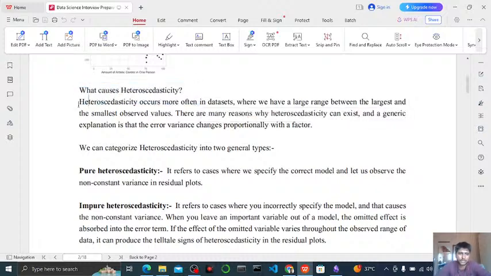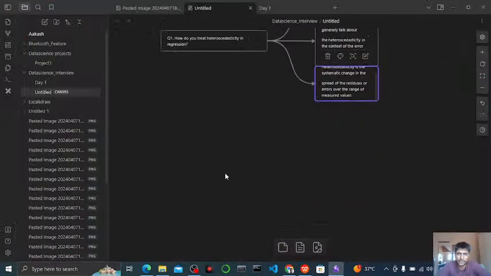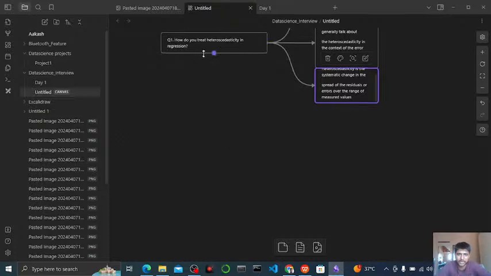Heteroscedasticity occurs more often in a data set where we have a large range between the largest and smallest observed values. Why is heteroscedasticity caused? Because of the range between the largest and the smallest observed values. You can make notes like this, folks, so that it will be helpful whenever you are having an interview. So, what causes heteroscedasticity?